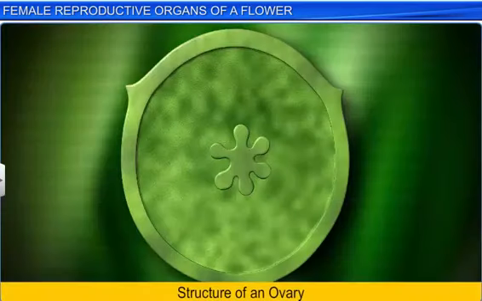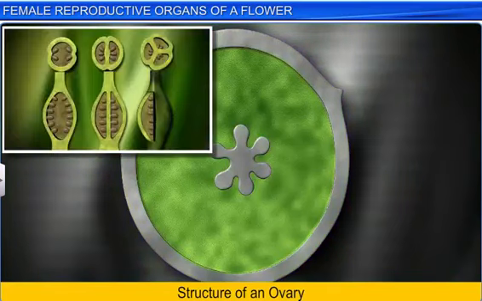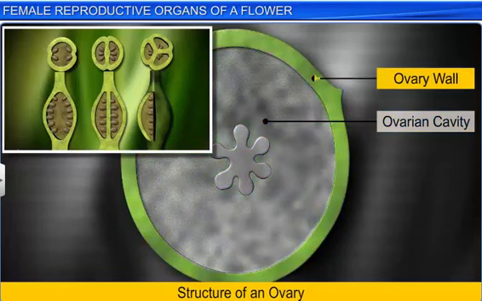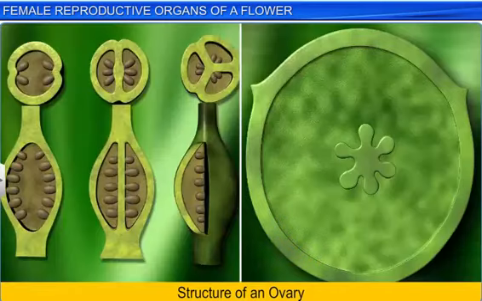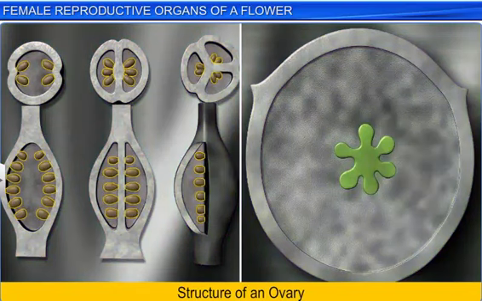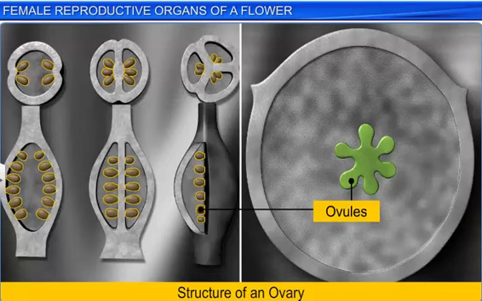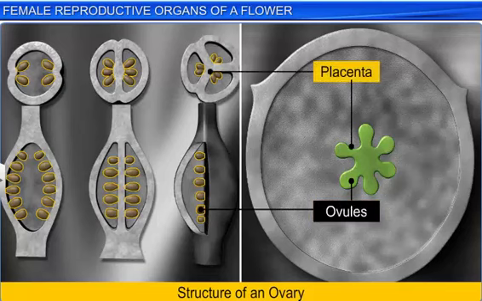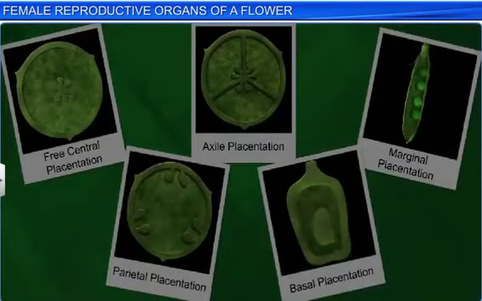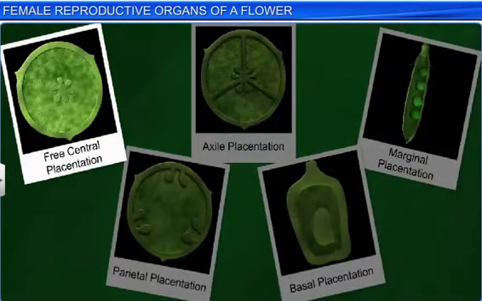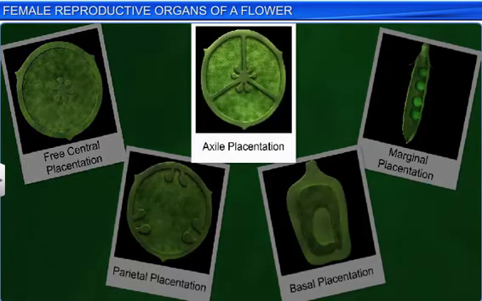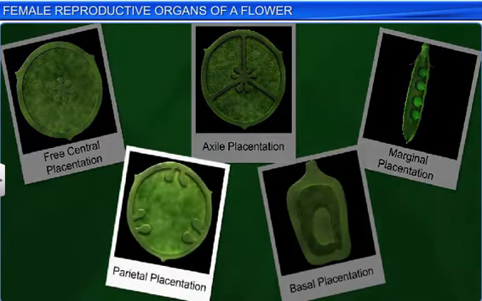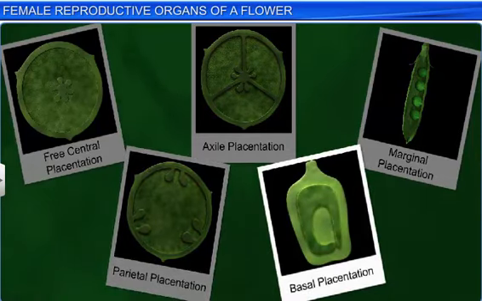Morphological studies of the ovary have revealed that it contains one or more cavities called locules, or ovarian cavities, that are surrounded by an ovary wall. Within the locule, you will find ovules or megasporangia that are attached to the ovary wall in a region called the placenta. These ovules may be arranged in free central, axile, marginal, parietal, or basal placentation.